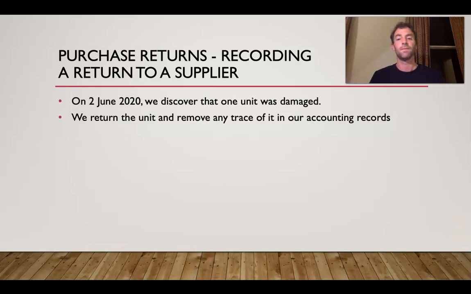But on the 2nd of June, the next day, we, our business, have opened the box and found that one of the units was damaged in transit, for example. So we are not going to accept that. We are not going to pay it. You don't pay for something that's damaged. So we're going to return that unit to our supplier, like anyone would, but we have to remove any trace of that unit from our accounting records.